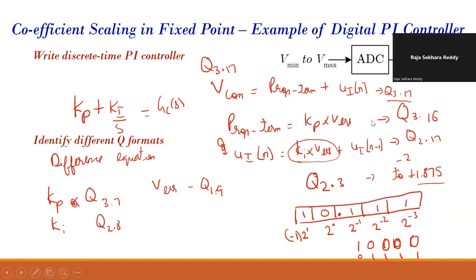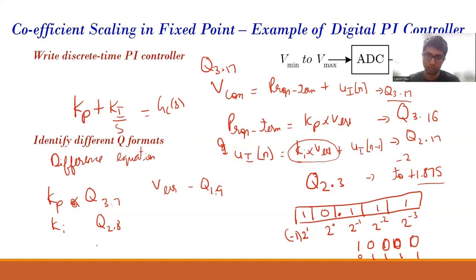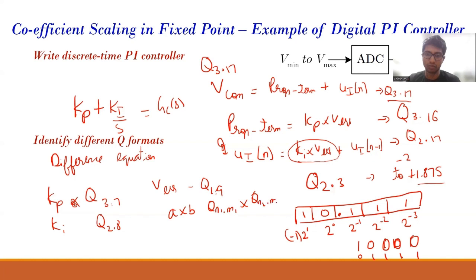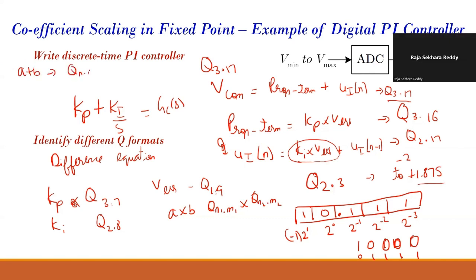Sir? Yes. In Q format multiplication, do we need to make the n and m equal in both the numbers? No. Suppose I'm multiplying A and B, the Q formats can be different. It can be Qn1.m1 multiplied by Qn2.m2. Those can be different. But when I add, if I'm adding A plus B, then I have to make sure that both are of the same format.